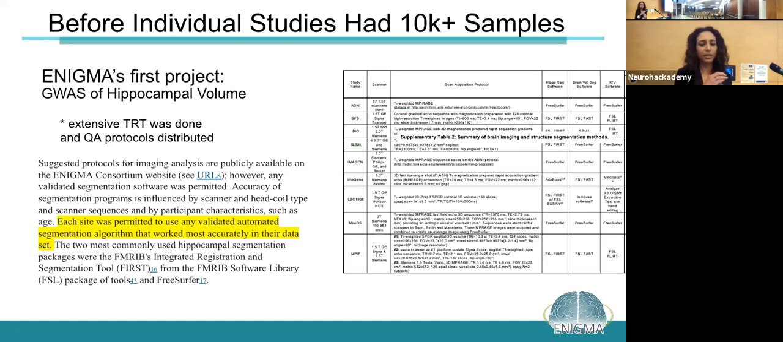So we said, if you have hippocampal volume extracted, we don't care if you ran FreeSurfer, we don't care if you ran FSL, we don't care if you manually extracted it yourself for your entire data set. If you have that extracted, we're not going to ask you for more work. Just run this statistical analysis on your data and let us know what you find. So each site was actually allowed to use any, yes.